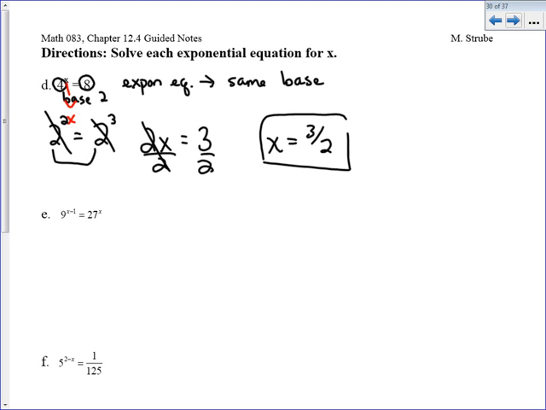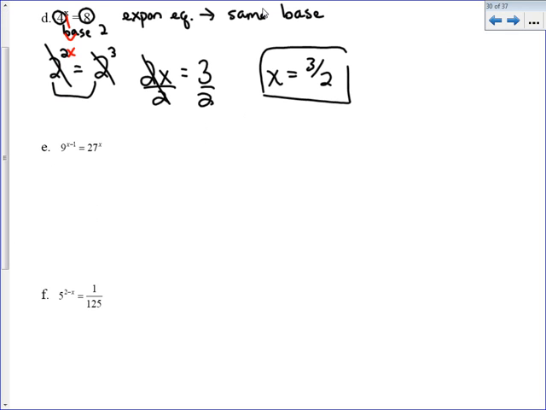Questions so far? We can leave it like that. We don't put it in decimals or anything. No, I actually prefer it as a fraction, as long as it's reduced. But this one divides evenly, so decimal would be okay. If it didn't divide evenly, then you need to leave it as a fraction.